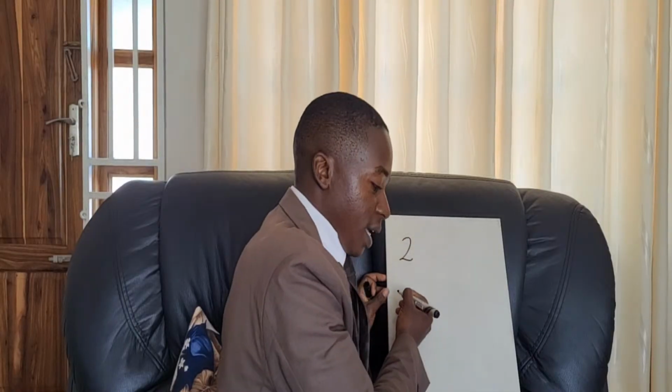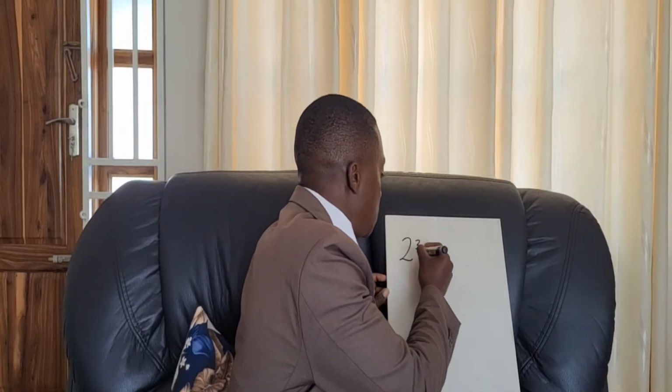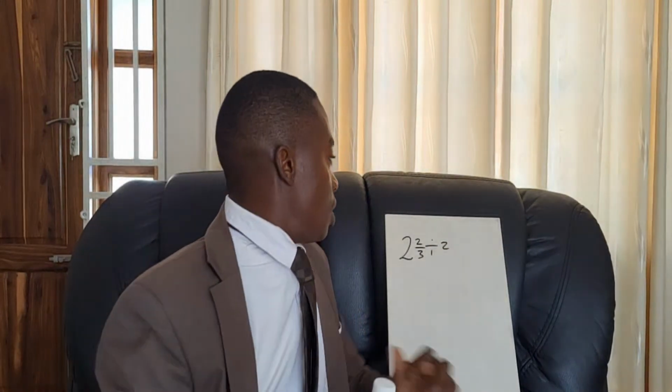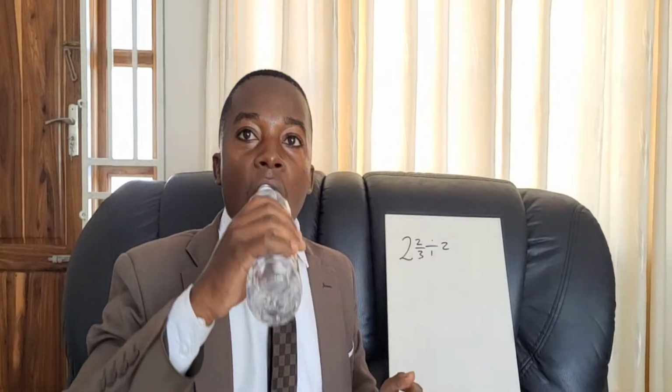2 and 2 over 3 divided by 2. This is very simple and straightforward.